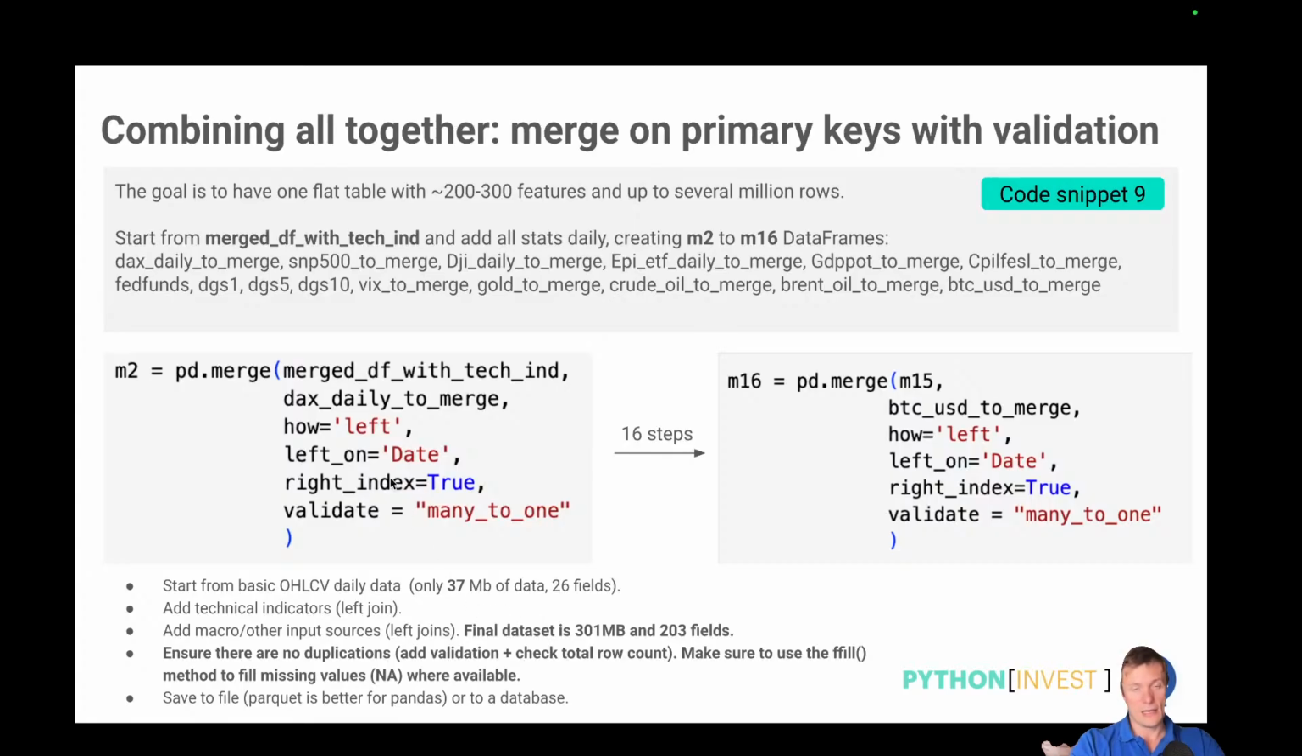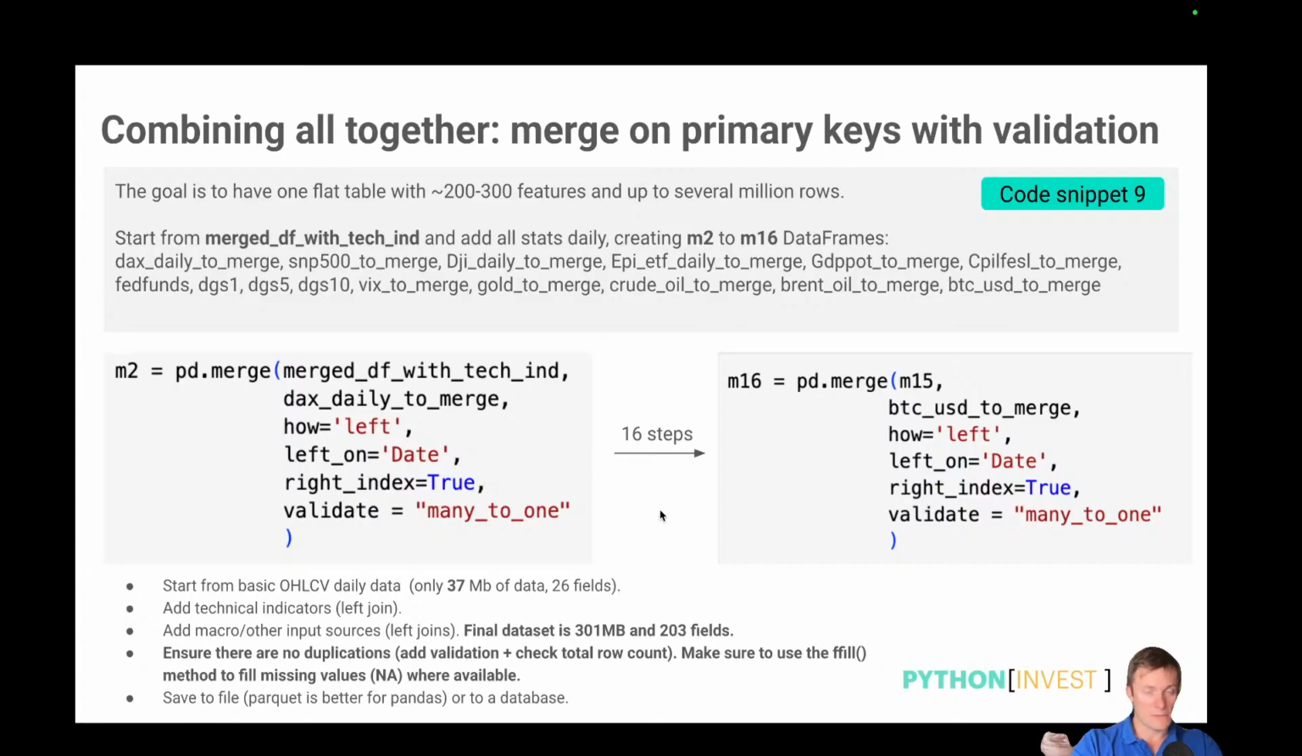And every time I have some other data frame to join with, and a current data frame with all features, I join on some algorithm like left, right, inner, outer. Usually in this case it's a left join. I join on primary key, whether it is just a date or date and a ticker if it's some metric defined for a specific stock. Then I do a validation.